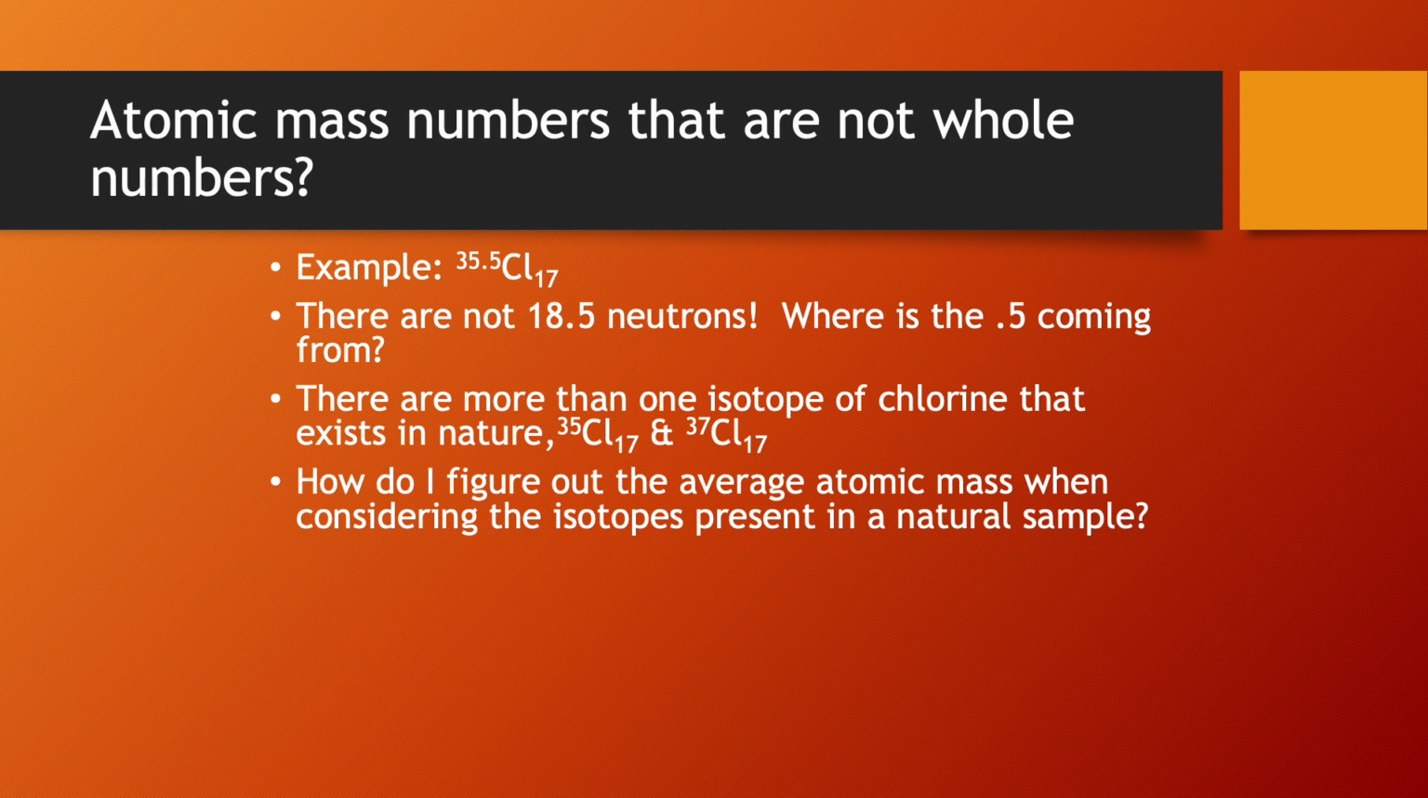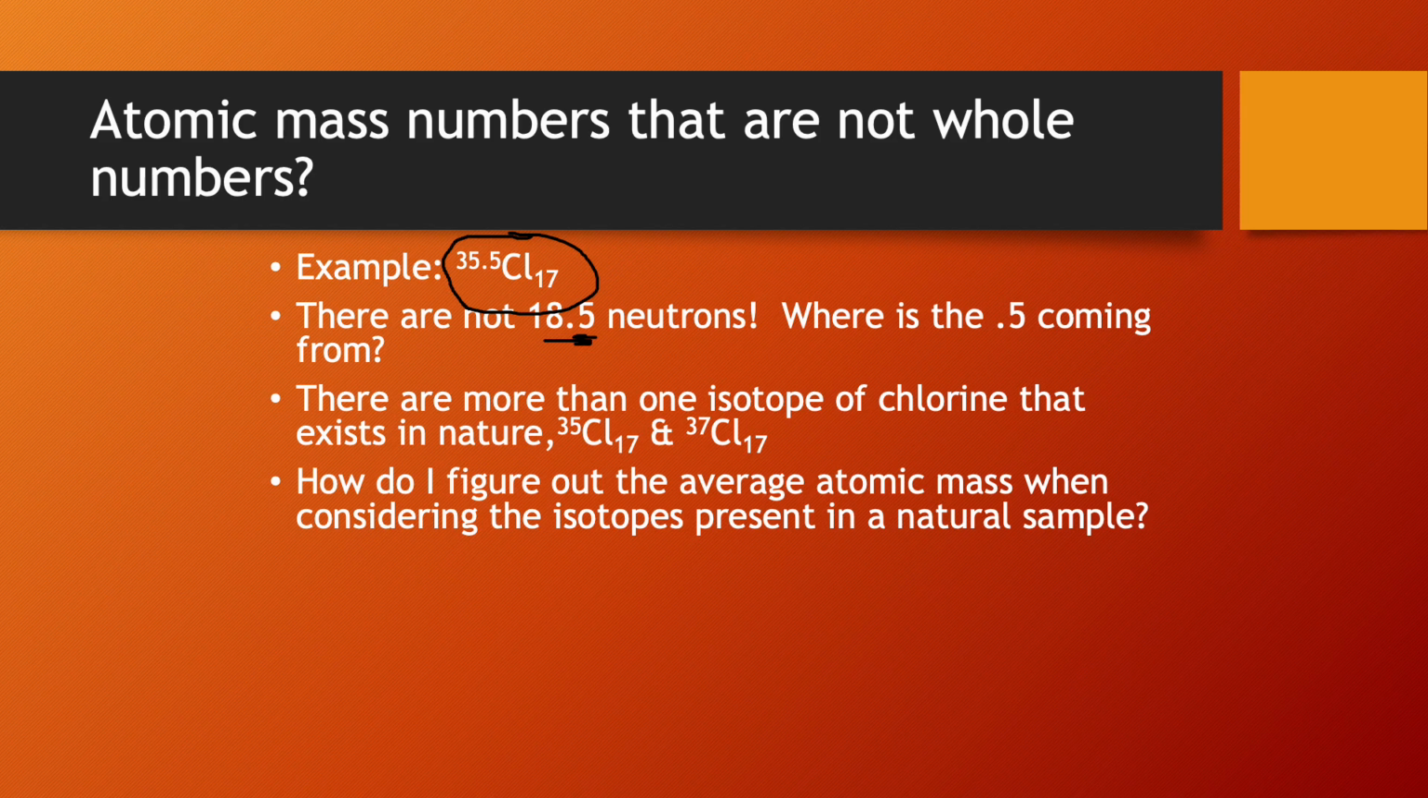Okay guys, let's take a look at atomic mass numbers that are not whole numbers. In looking at chlorine, we have this mass of 35.5. Well, we know that we can't have a 0.5 for a neutron. We need the whole neutron. Okay, we can't have half of a neutron. So we have to figure out, where is this 0.5 coming from? That has to do with the isotopes. Again, isotopes, the same element, different number of neutrons. If the neutrons change, then you have a different mass number.